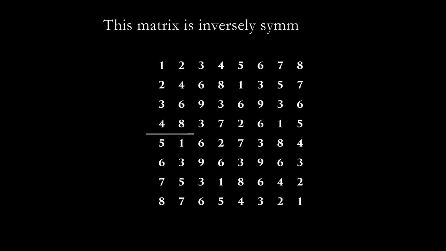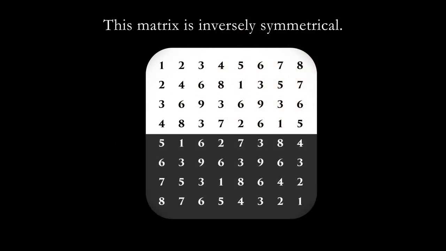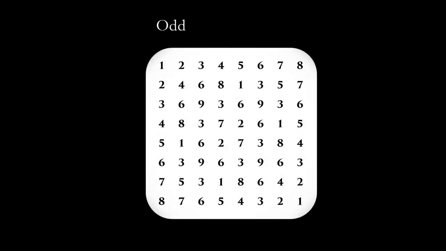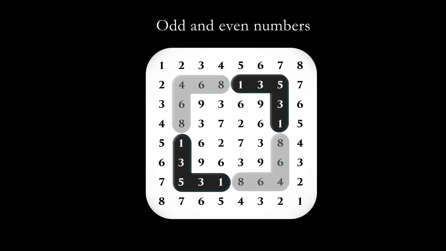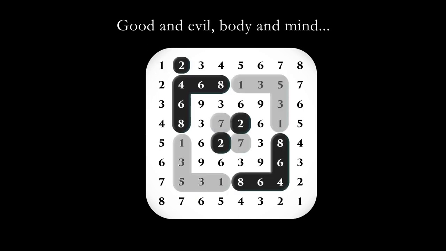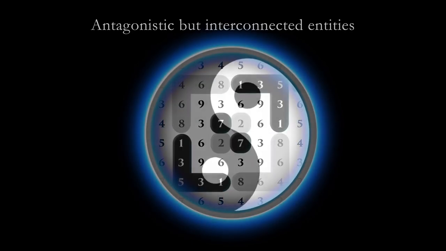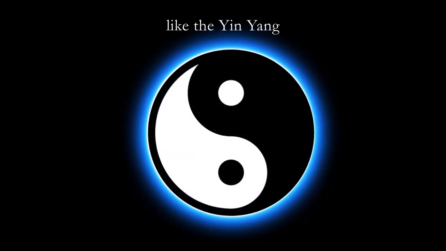This matrix is inversely symmetrical. Odd and even numbers embody the concept of duality. Good and evil, body and mind. Antagonistic but interconnected entities like the yin-yang.